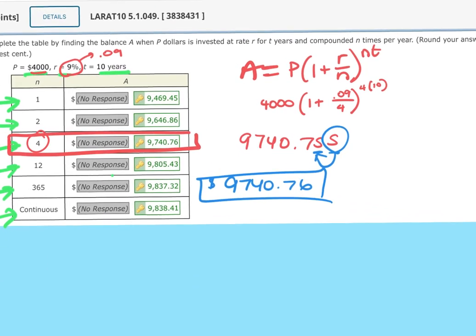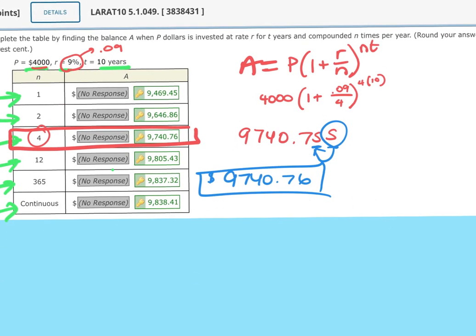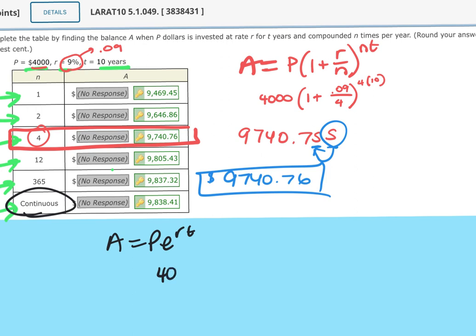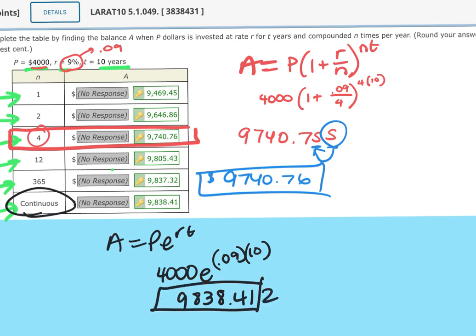And then the only other difference, obviously the number of times a year changes for the other ones, but continuous is our Pert formula. P times e to the rt. So 4,000 e to the 0.09 times t, which is 10. And 4,000 times e to the 0.09 times 10 was 9838.412. That 2 drops off. And I keep it at 41 cents.